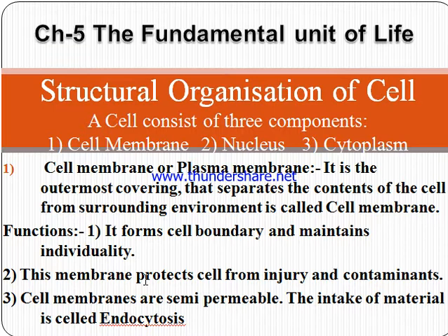The cell membrane protects the cell from injury and contaminants. A contaminant is the mixing of any foreign substance, that is, mixing of impurity. For example, if our skin is not there, then the blood gets mixed with soil when we play in the open. So to save from this contamination and injuries, the cell membrane is very important.